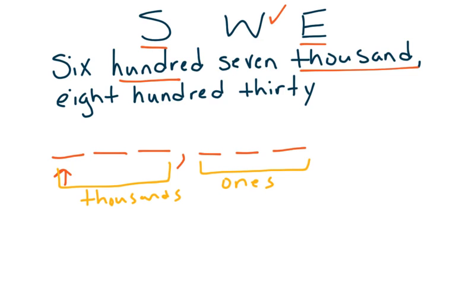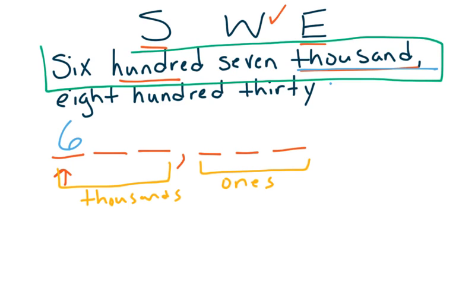My 600 is in my thousands period, so I'm going to write a 6 in my hundred thousands place. Now, when I read this first part, and again, I'm only going to focus on one period at a time, so I'm going to focus on this part right here. 607. How would 607 look? Well, 600, my 6 would be in the hundreds place, and my 7 would be in the ones place of that period. And I don't have anything in my tens place, so I'm going to put a 0.